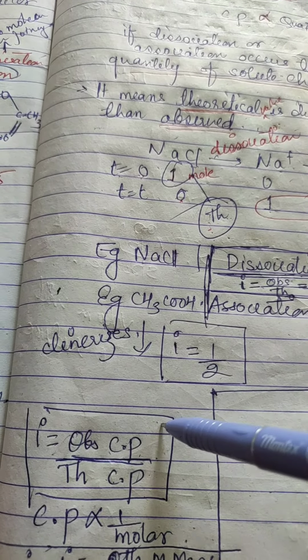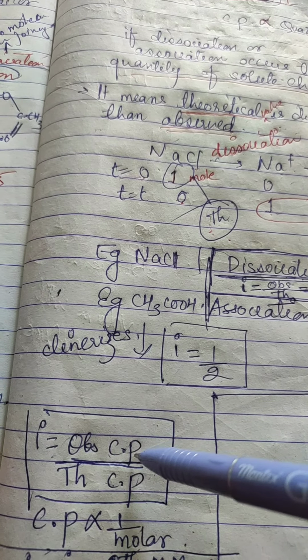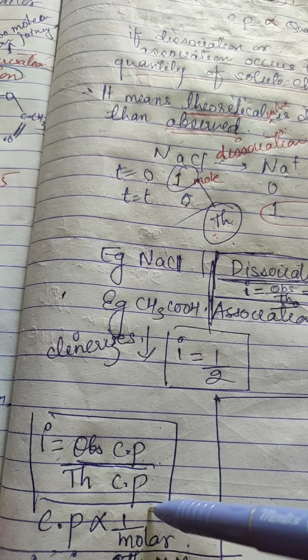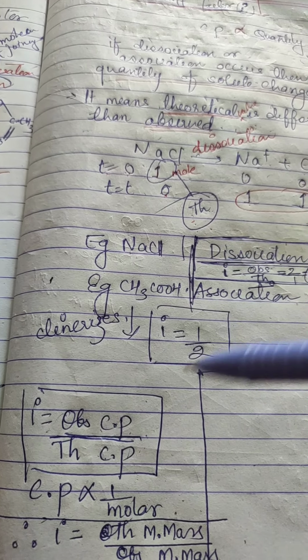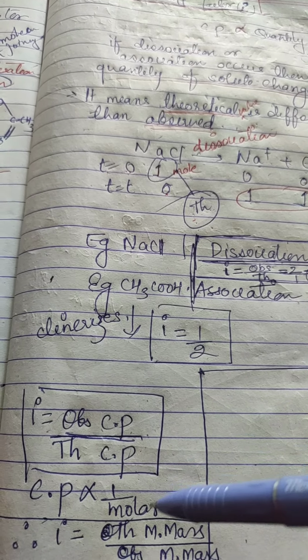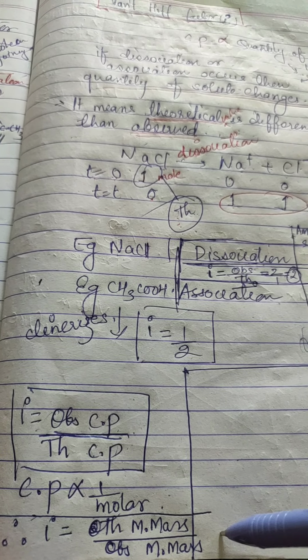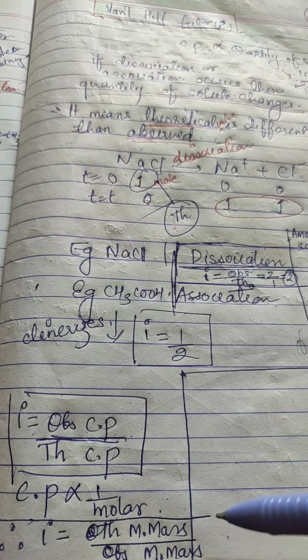So this relation can also be written as, here observed, here we can write theoretical molar mass, and here you can write observed molar mass. Okay, so we can write this in the language of molar mass, that I is equal to theoretical molar mass upon observed molar mass. Okay, I is equal to theoretical upon observed molar mass.